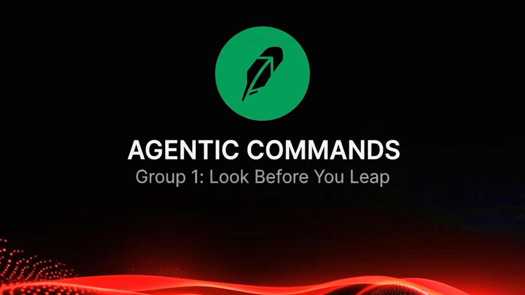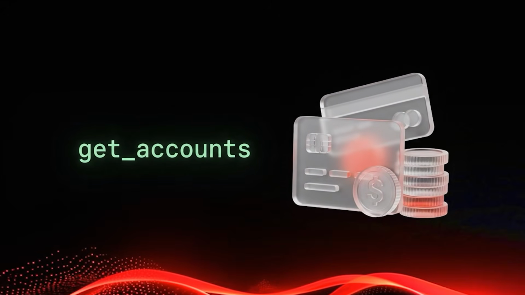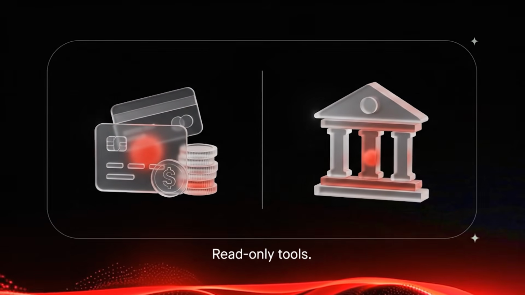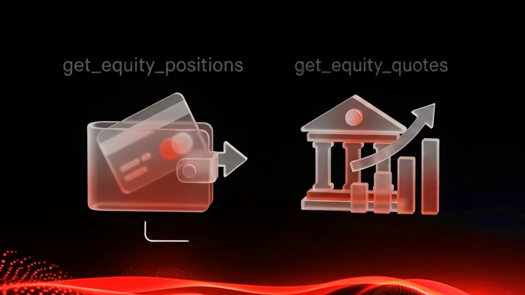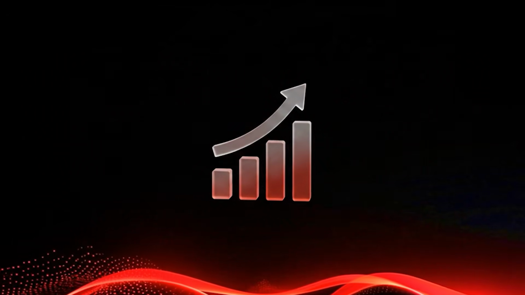Now let's look at the first commands. These are commands where you look before you leap. So you've got get accounts, which just gets the value of your account, and get portfolio, which gets your portfolio and shows you what you actually own. Now, number 2 is get equity positions, and then of course get equity quotes. And this is where you can literally say, show me my portfolio, and it shows you exactly what you're holding.